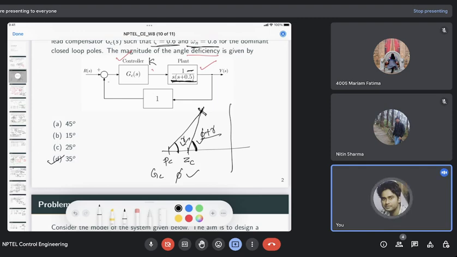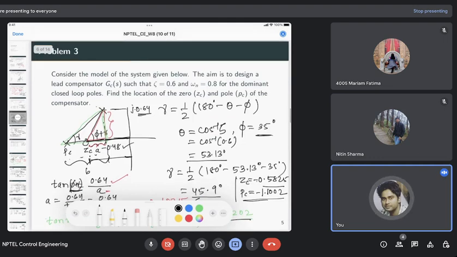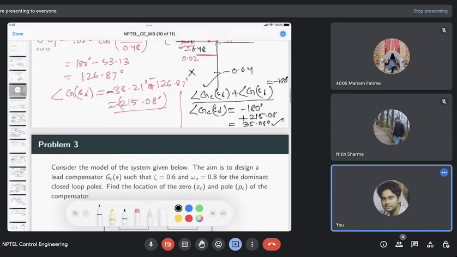So once you find this phi, you see that this is the angle deficiency. There are many ways you can place this zero and pole, right? So this is the zero and pole. Now we want to optimally place them. To optimally place them, as you already saw in the lecture video, you have to first find this gamma. Once you find this gamma using this theta and phi, phi you already have, this angle deficiency, and theta is this angle.